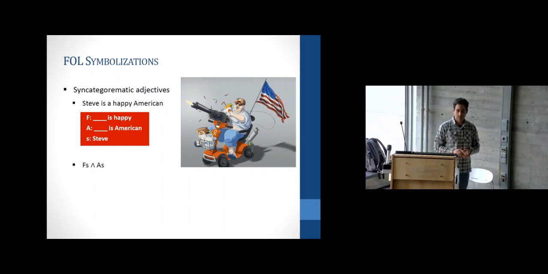This is actually a conjunction. I'm saying Steve has two properties, being an American and being happy. That's a bit tricky because the conjunction doesn't show up. But I have two adjectives, so I'm conjoining two adjectives. Very nice, but it doesn't always work.